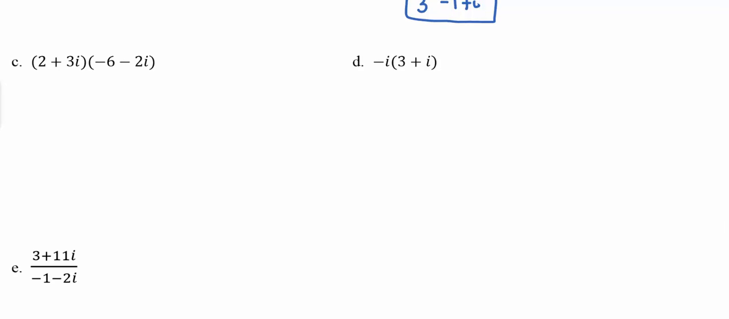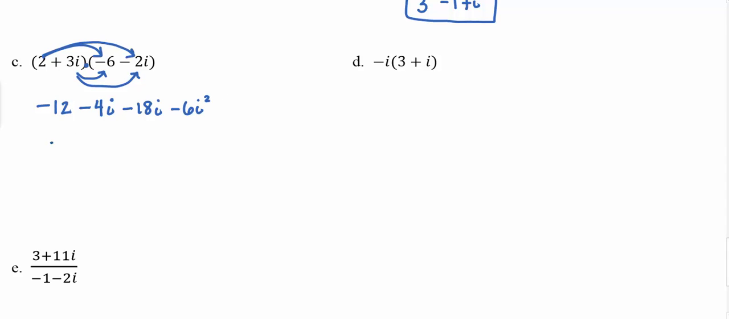Part C, I'm multiplying, so I'm going to distribute. I've got 2 times negative 6 is negative 12. 2 times negative 2 is negative 4i. Then I've got 3 times negative 6 is negative 18i. And then 3 times negative 2 is negative 6, but then I times i is i squared. So I've got negative 12 minus 22i, I'm just combining like terms, minus 6.